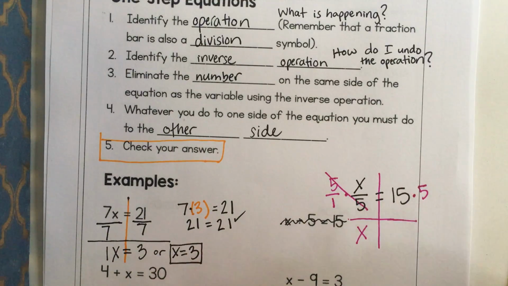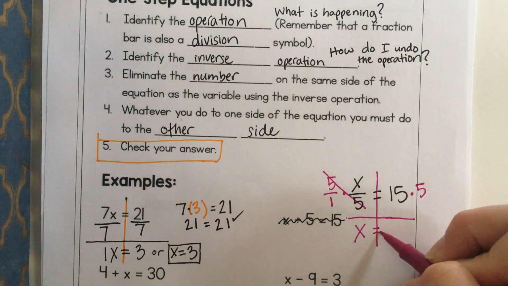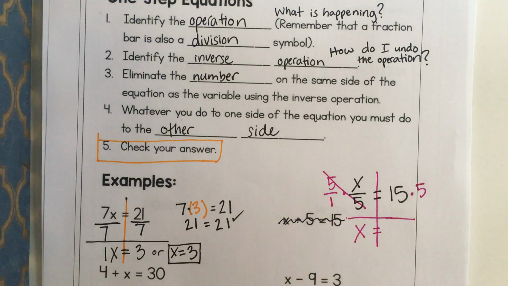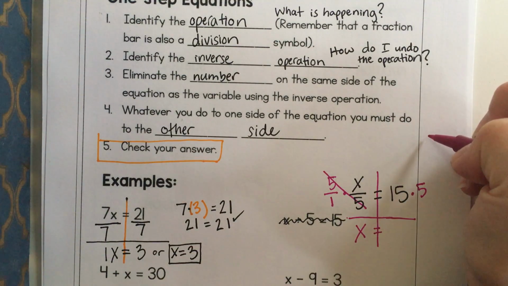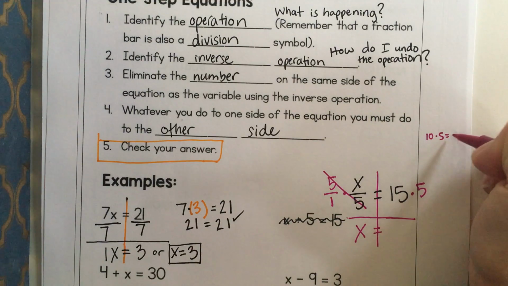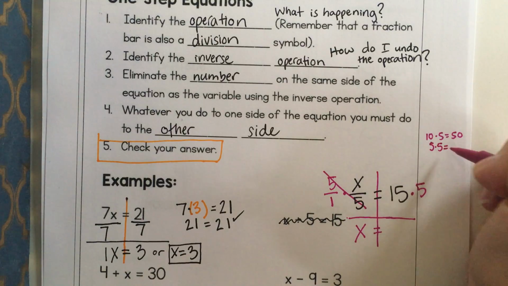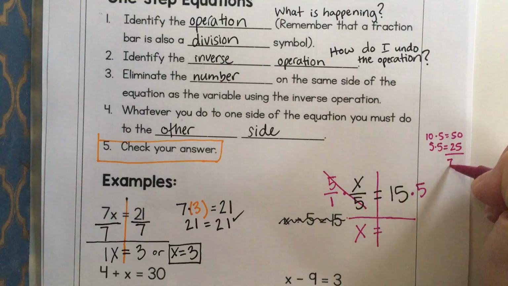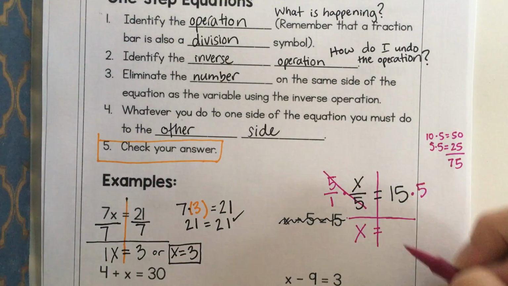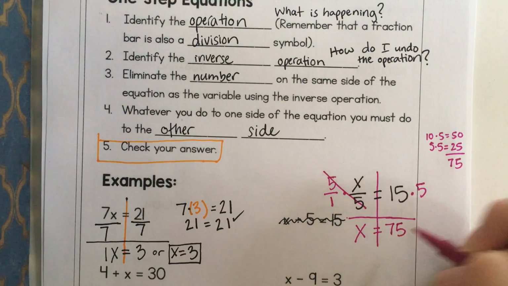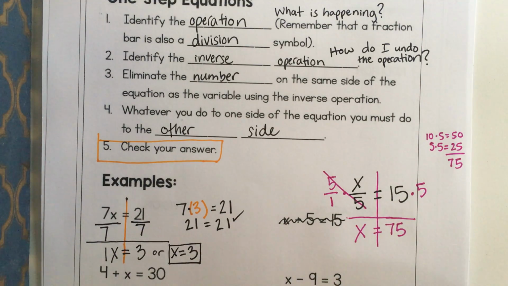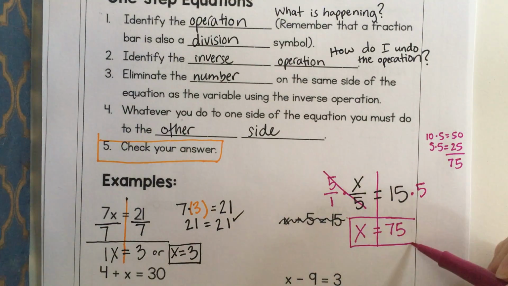So we're doing 15 times 5. What is 15 times 5? Well, if I were doing 15 times 5 in my head, I would break it up: 10 times 5 for 50, and then 5 times 5 for 25, and I would add that back together in my head to get 75. My x value is 75. Am I done?